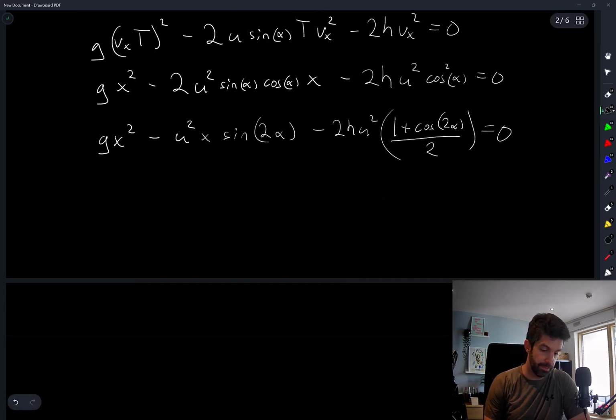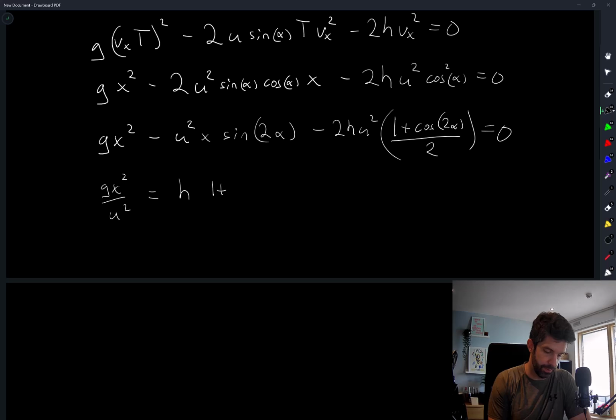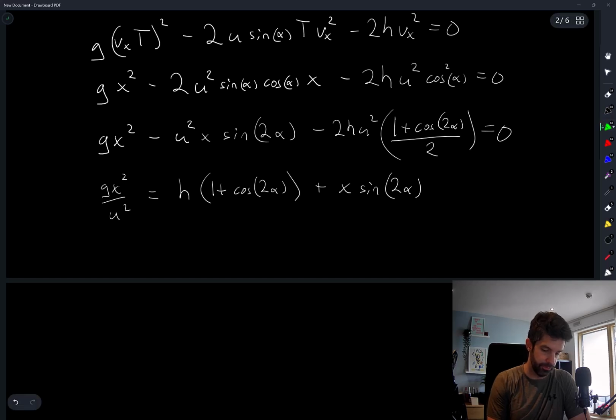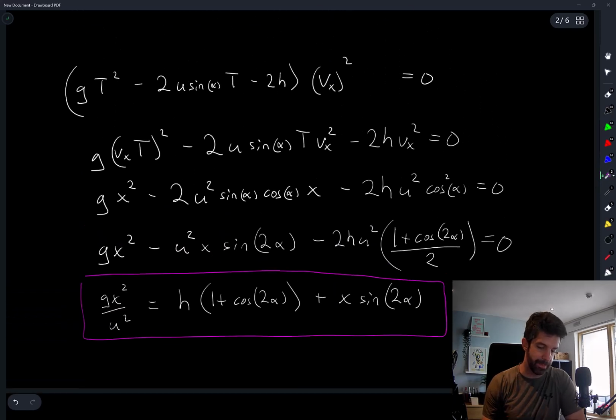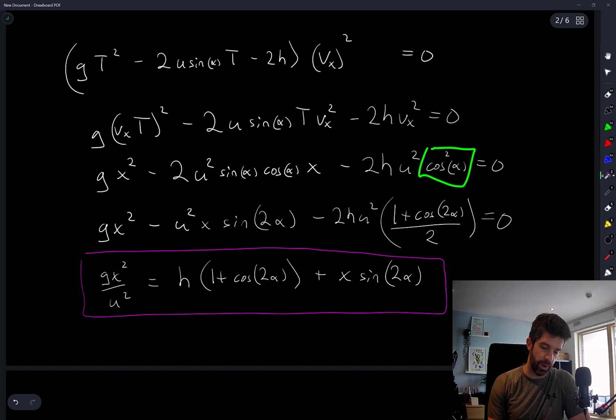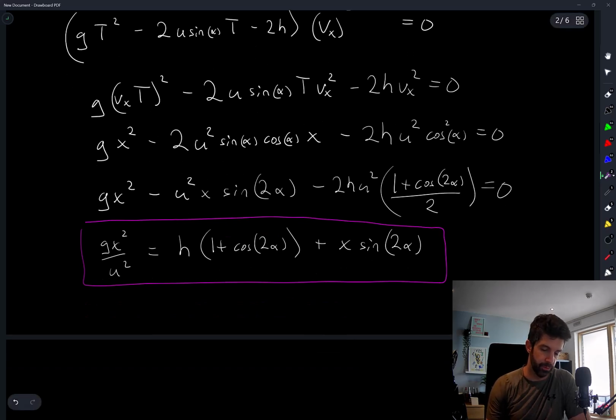And if I divide by u squared as well, I have gx squared over u squared. I'll put these other terms on the other side, is equal to h times 1 plus cosine 2 alpha plus x sine of 2 alpha, which is the expression we wanted to derive. Again, I have cheated because I don't remember the trig identity for cosine squared, but I know it looks something like this. I could look it up or derive it. But yeah, so what was the key here?